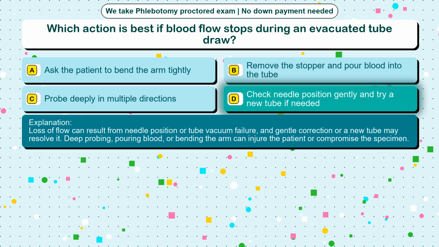Loss of flow can result from needle position or tube vacuum failure, and gentle correction or a new tube may resolve it. Deep probing, pouring blood, or bending the arm can injure the patient or compromise the specimen.